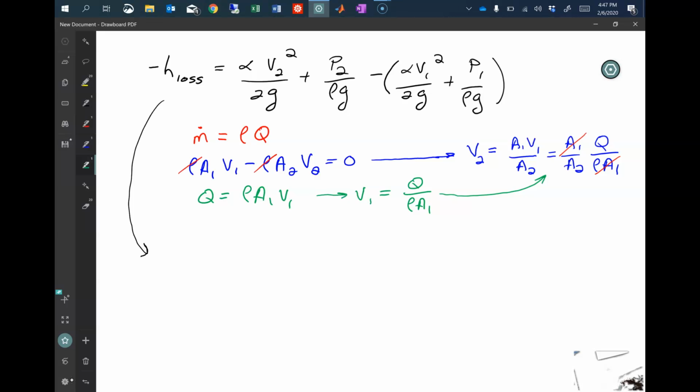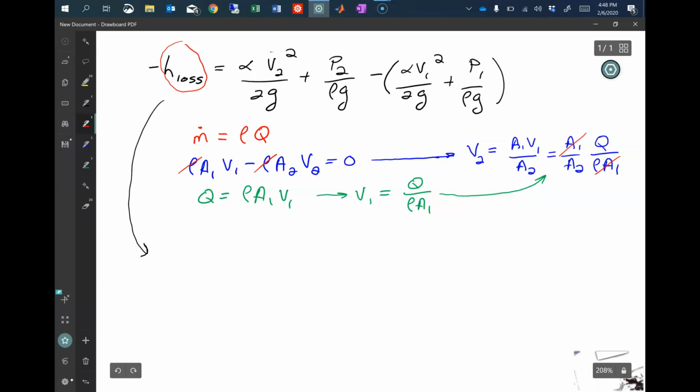If you remember, what we're looking for is H loss. So if you're looking for that variable, you try to keep that variable in the equations. Don't ever try to solve for it until the very end. You get rid of all of the other variables first.